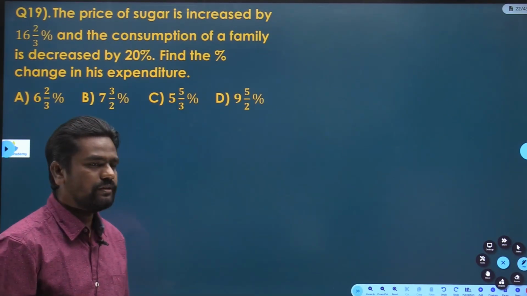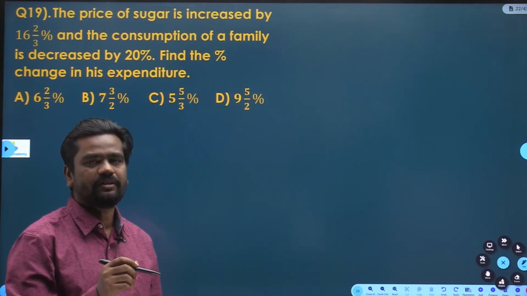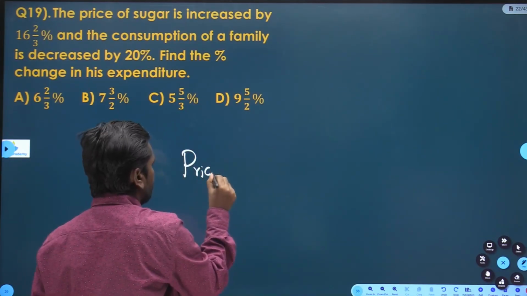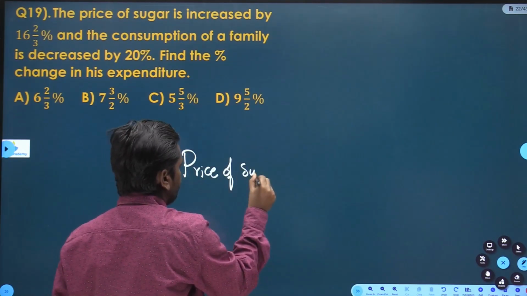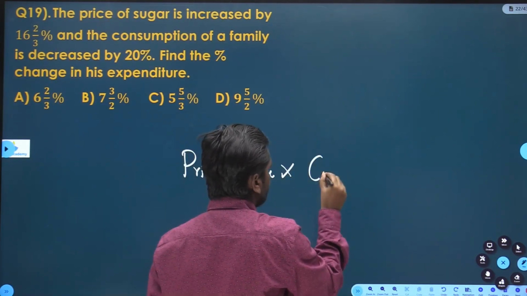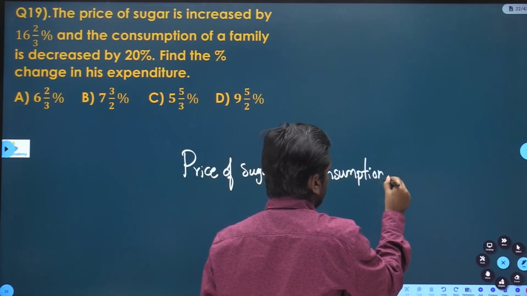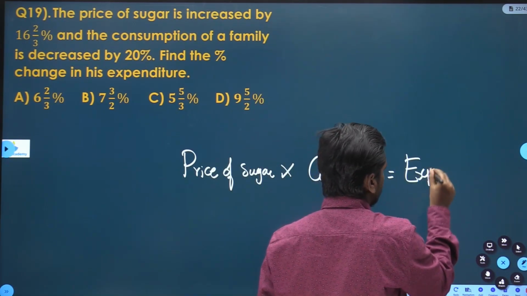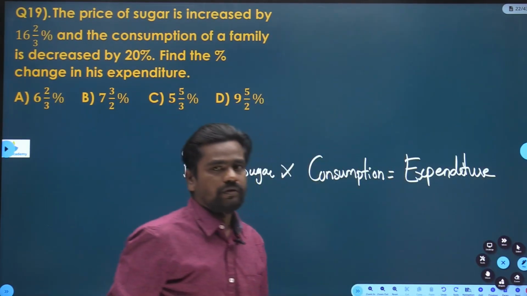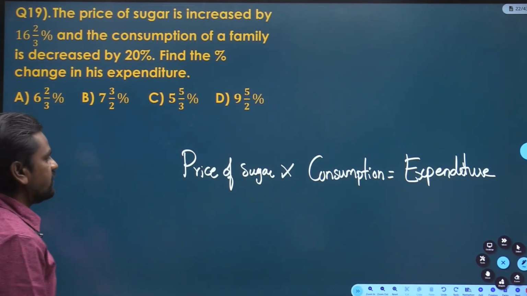If we discuss what is the relation between price, consumption, and expenditure: price of sugar into consumption is expenditure.